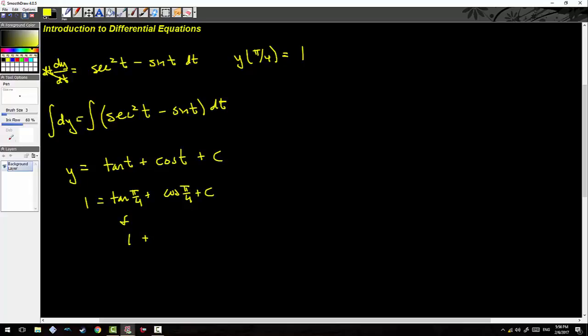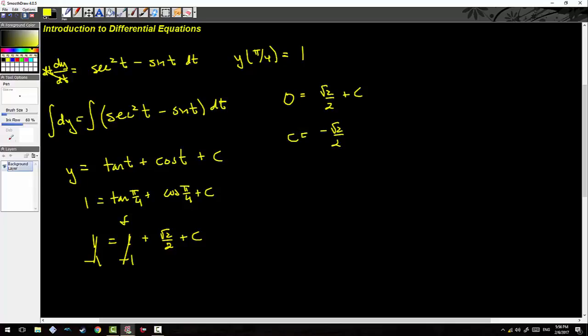Plus cosine of pi over 4. I'm going to go and call this rad 2 over 2. I don't know why, but I think that might help me. Actually, no, it won't. Minus 1 from both sides. We all know what happens there. 0 is equal to rad 2 over 2 plus c. And it's no secret that c is going to equal negative rad 2 over 2.